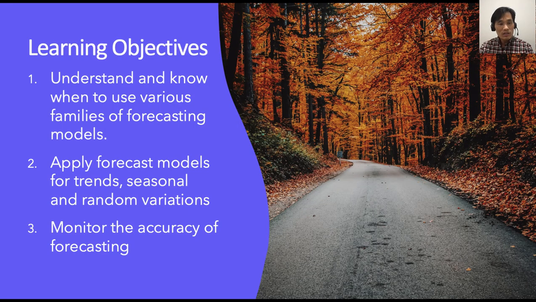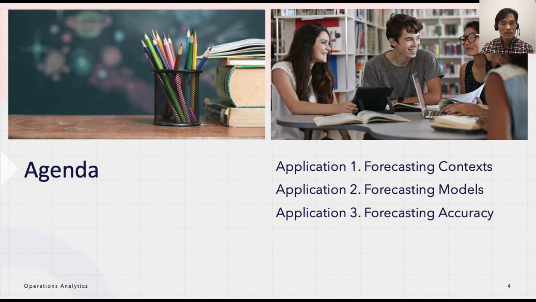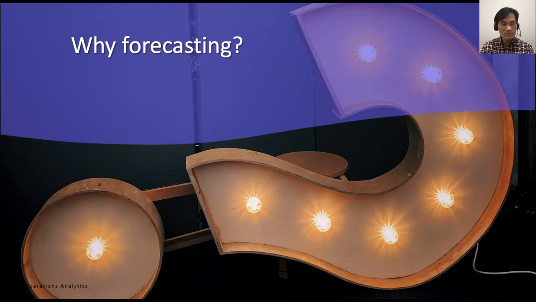There are three objectives of this lecture. The first one is to understand and know when to use various families of forecasting models. Second, apply forecast models for trends, seasonal, and random variations. Third, monitor the accuracy of forecasting. And those three things we will be going through together.